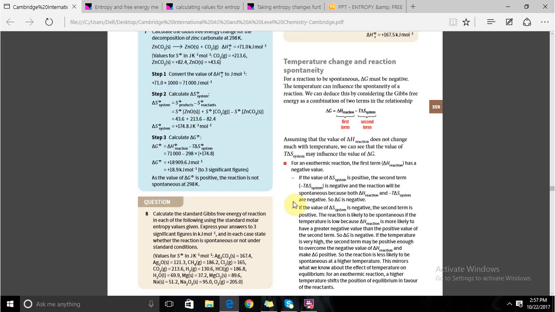For a reaction to be spontaneous, delta G must be negative, and temperature can influence the spontaneity of a reaction just as in the delta S total equation. And how can we deduce this? By considering the Gibbs free energy as a combination of two terms, this being the first term and this being the second term. If we are assuming that the value of the enthalpy change does not change with temperature, we can see that the value of T delta S will influence the value of delta G.